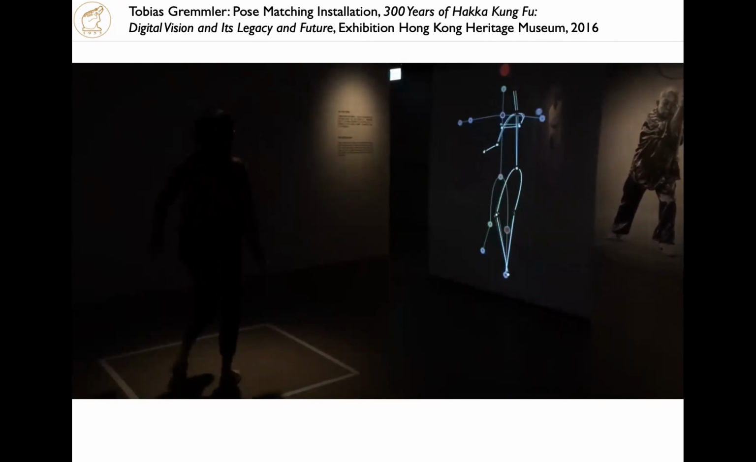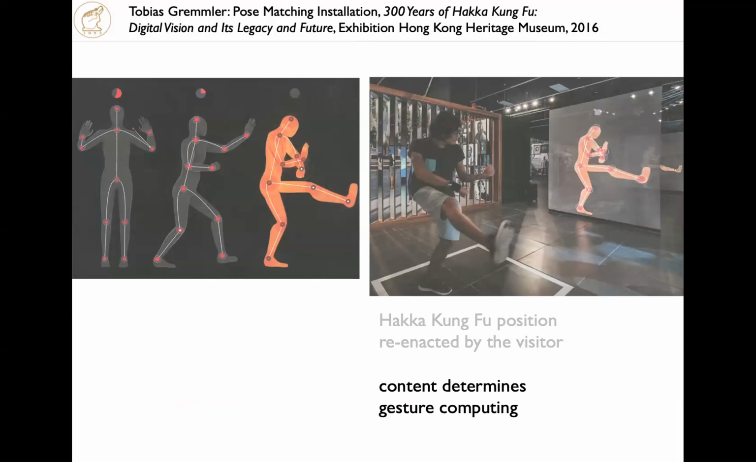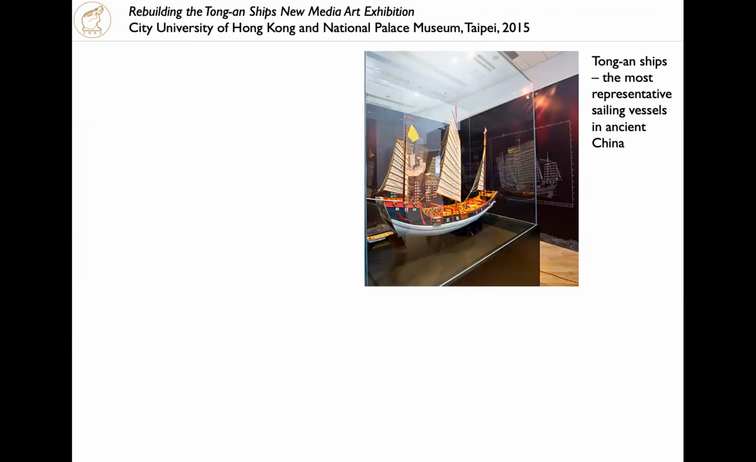So the position that you can see on the back is a flying crane, which is part of the Hakka Kung Fu movement. Here, a certain position, the content determines the gesture computing. So that means that the content is part of the game and much more stronger than the other example.